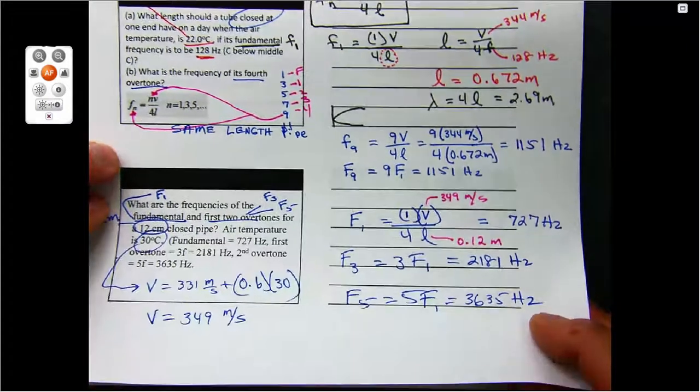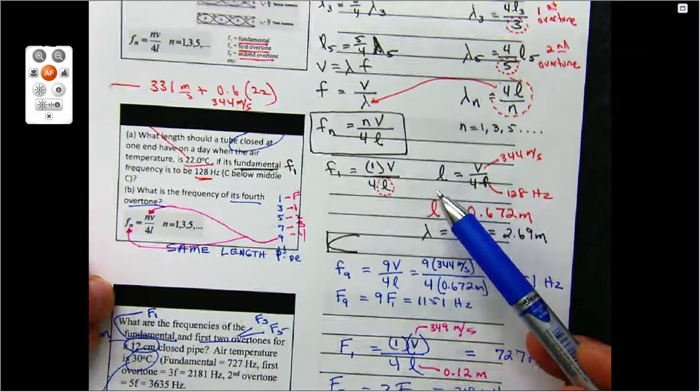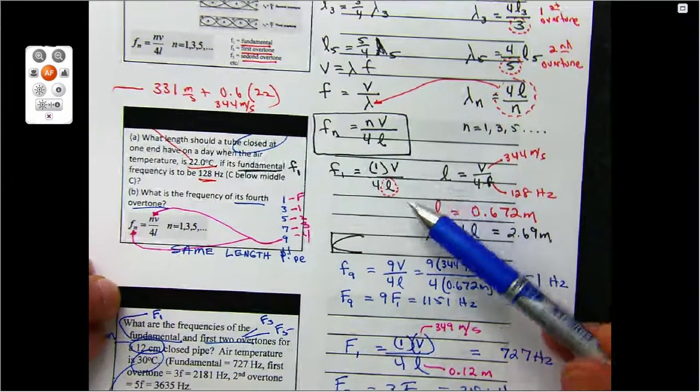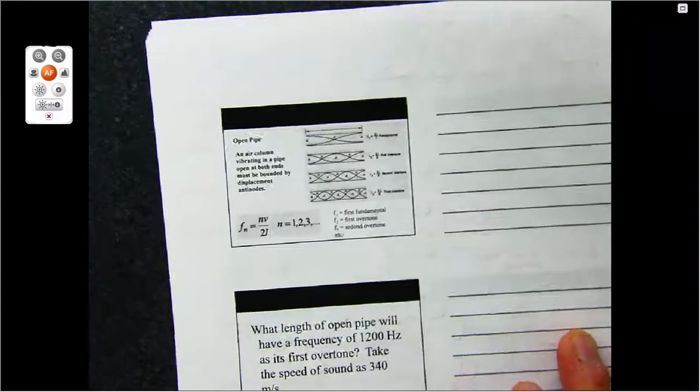Okay, so that's closed pipes. Again, it goes up by odd numbers. And if you have a fixed length pipe, you got to slam higher frequencies in there to get more waves in that fixed length pipe. Higher frequencies, right? So this is an open pipe.